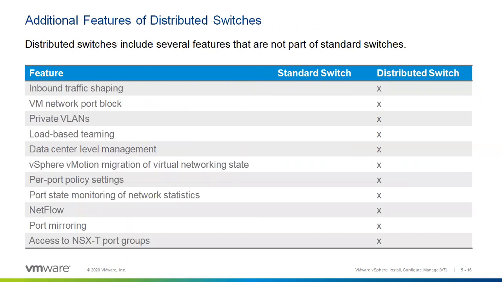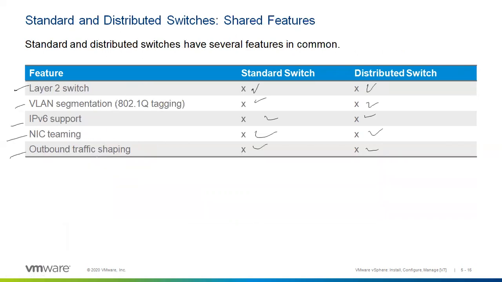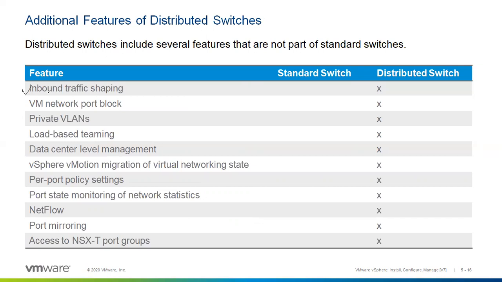So from the difference perspective, these are the features. Inbound traffic shaping, I'll talk in detail, but for example, in the earlier slide we have seen outbound traffic shaping. Outbound traffic shaping is available for both. But inbound traffic shaping is only available in the distributed switch. VM network port block means if we want to block a virtual port that is being consumed by a VM, that can be done in the DVS switch only.